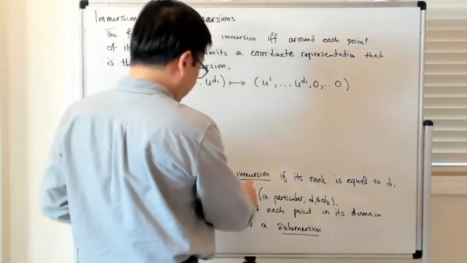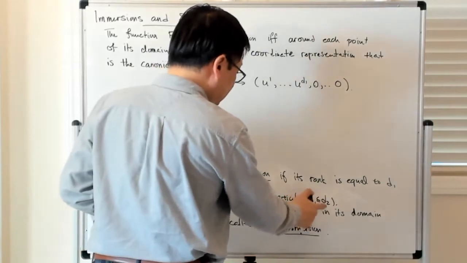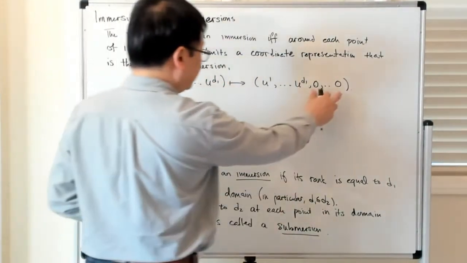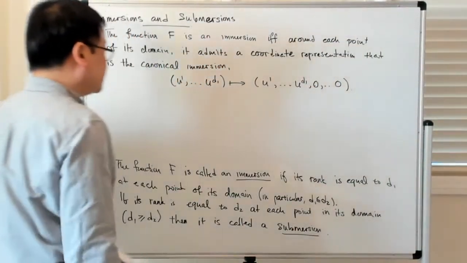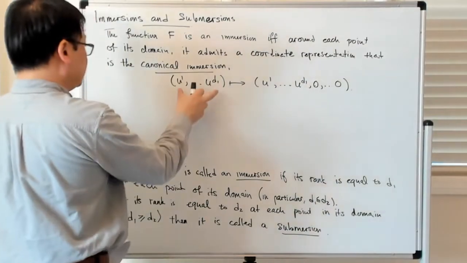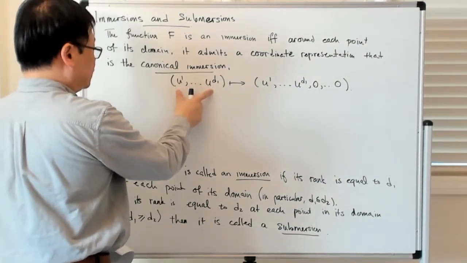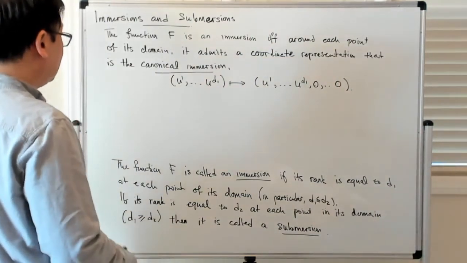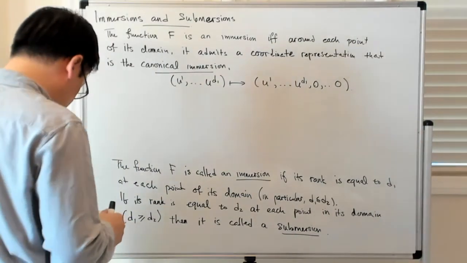And again, if you recall, in an immersion, d1 is less than or equal to d2. So if it happens to be that d1 is equal to d2, then obviously there are none of these trailing zeros. Otherwise there are some local coordinates where you have this kind of coordinate representation of the function f.